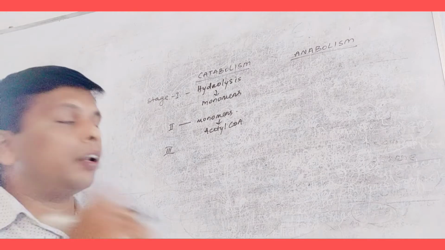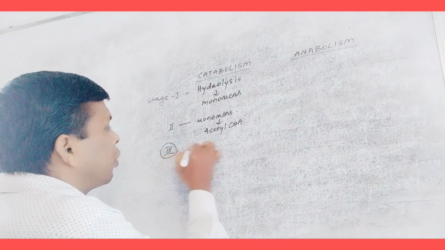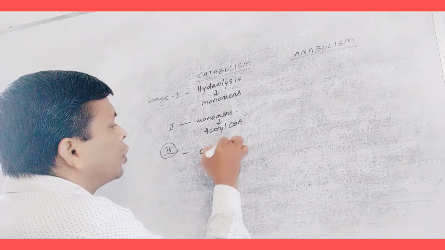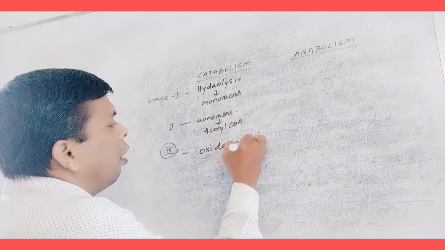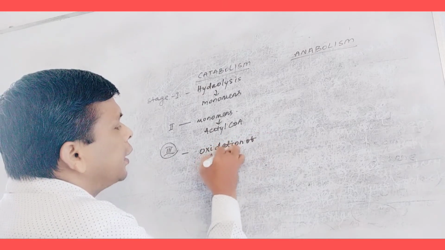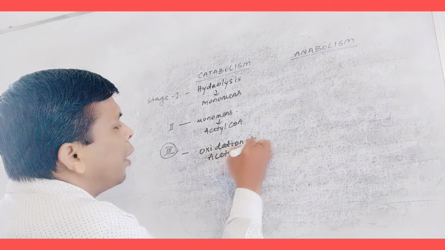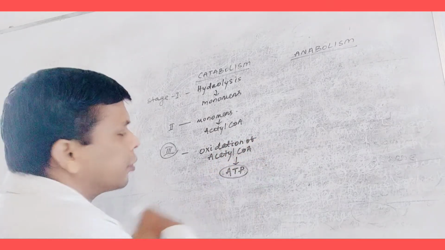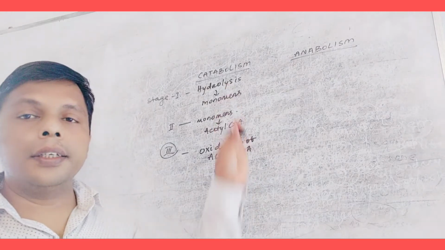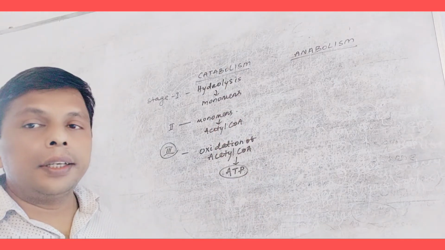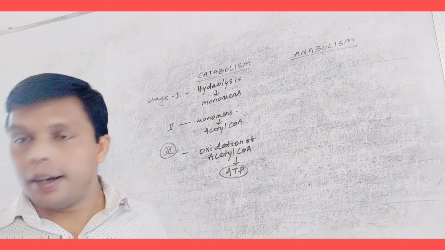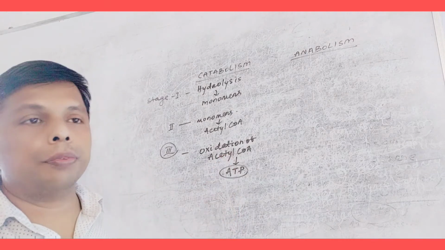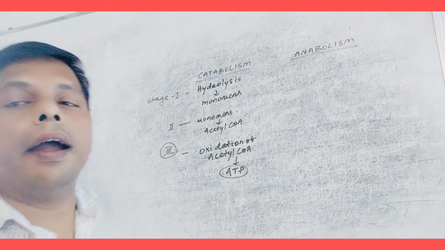What happens in stage 3? Oxidation of acetyl coenzyme A. Stage 3 consists of oxidation of acetyl coenzyme A to generate ATP. Okay, these are the 3 stages of catabolism. Let us discuss anabolism.